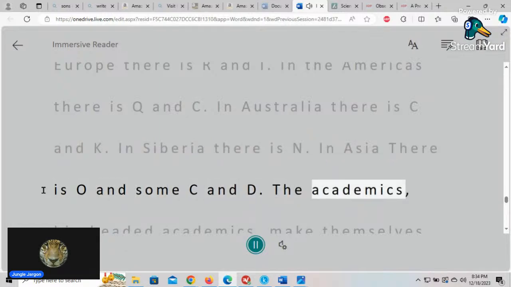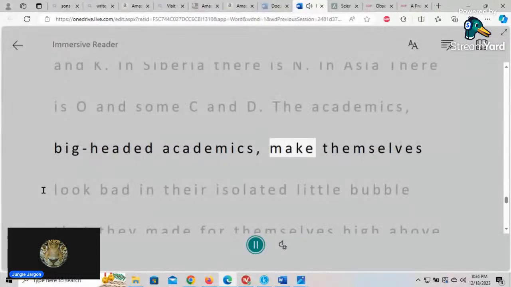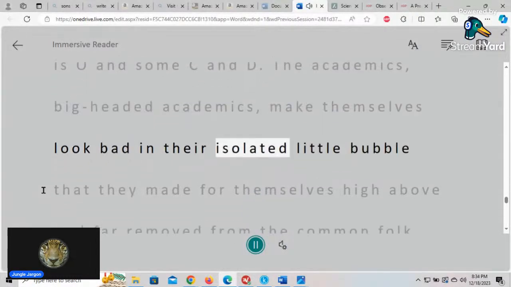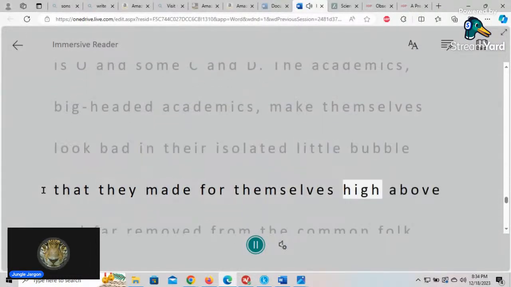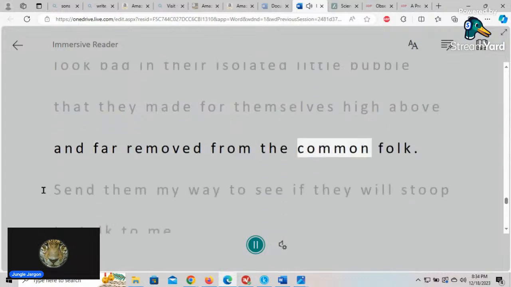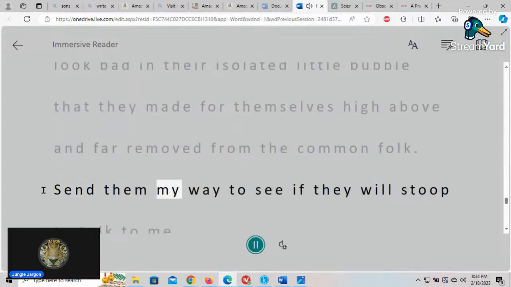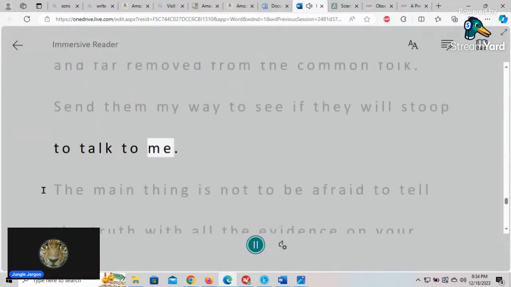The academics, big-headed academics, make themselves look bad in their isolated little bubble that they made for themselves high above and far removed from the common folk. Send them my way to see if they will stoop to talk to me.